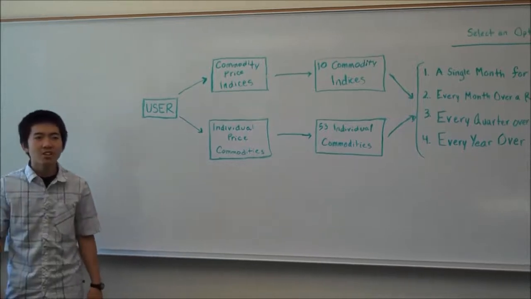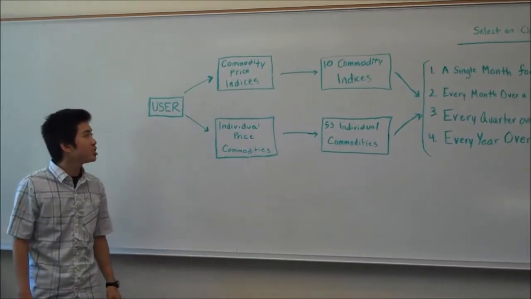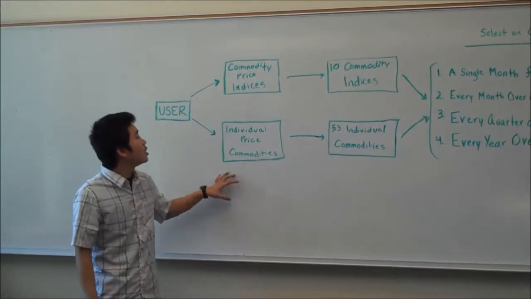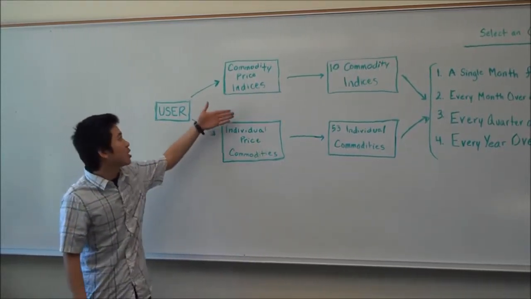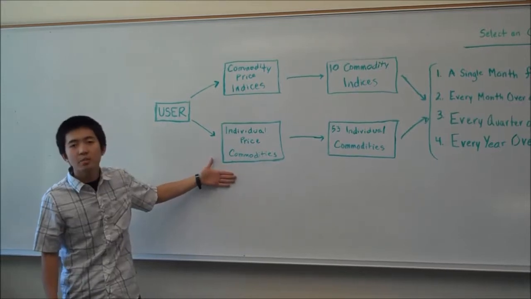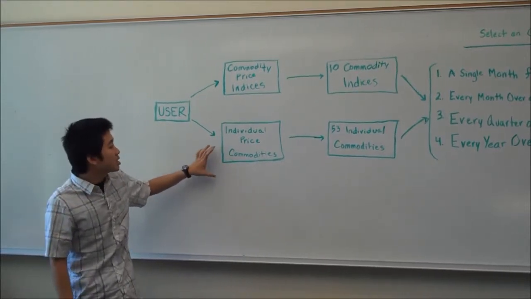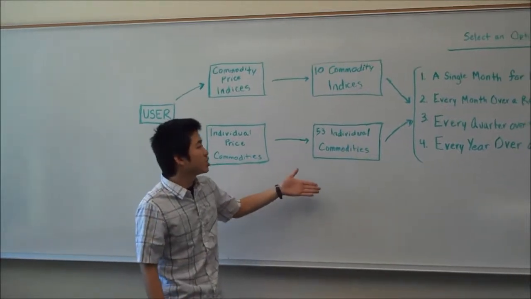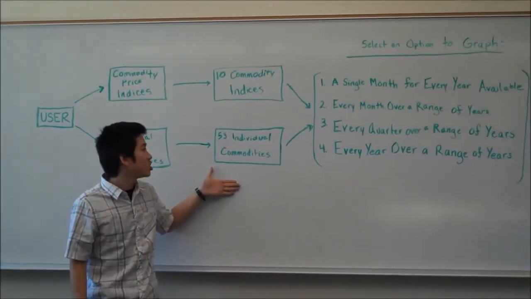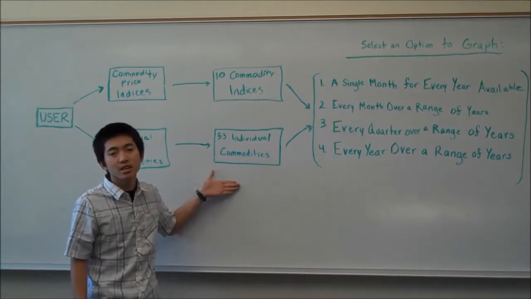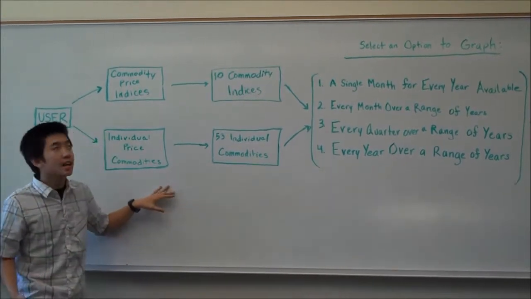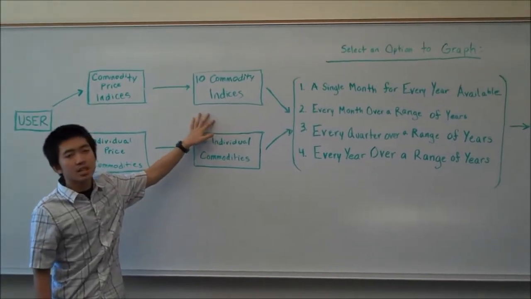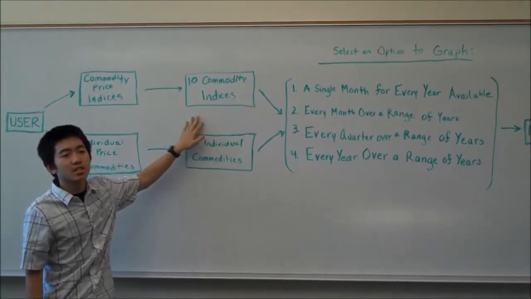Hello again, I'm Fong. I will be going over program operation. Once the user opens the GUI, there will be a menu where the user can select either commodity price indexes or individual price commodities. When the user selects individual price commodities, there will be a box showcasing 53 individual commodities the user can select from. If the user selects commodity price indexes, there will be 10 commodity indexes available to select.